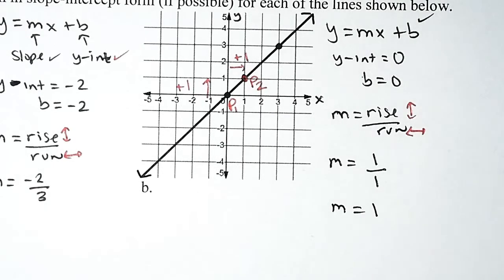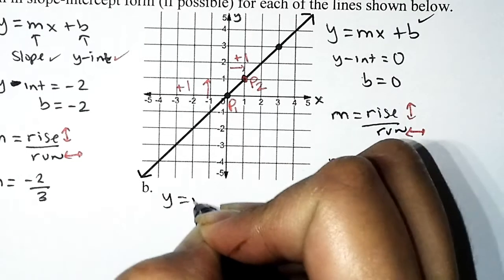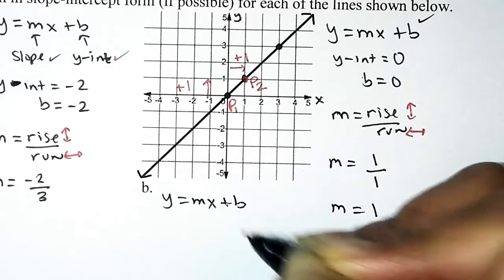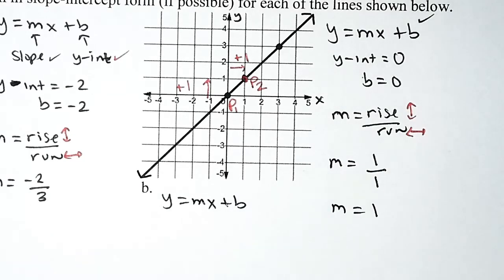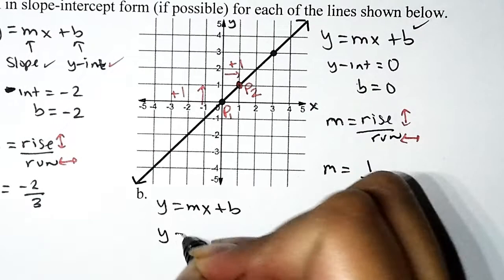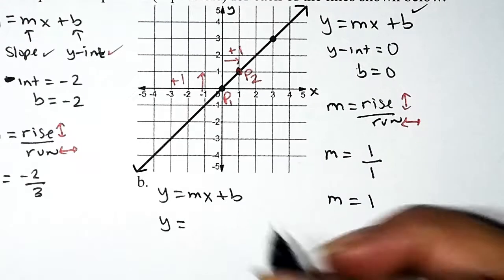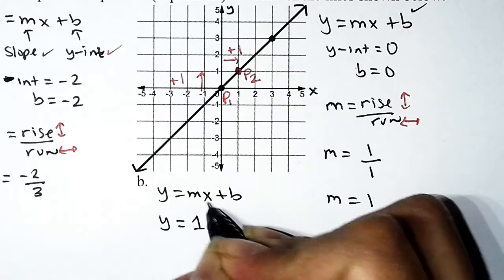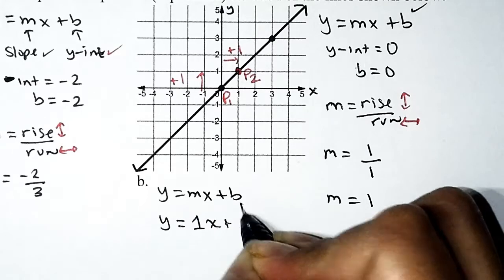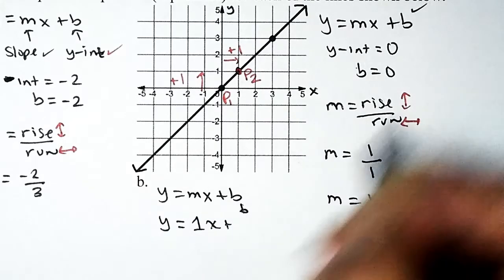So again, if you can give me an integer slope, go for it, and if you can't, just reduce it. So an equation is said to be in slope-intercept form if it looks like this: y = mx + b. So in this case, the slope is 1. So we're going to put 1 times x plus our y-intercept of 0.